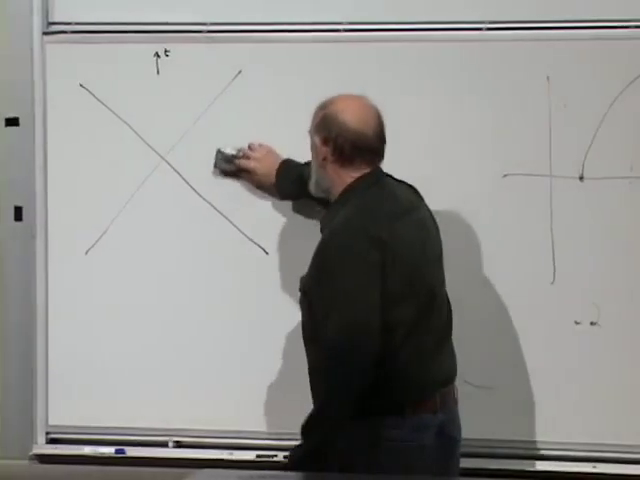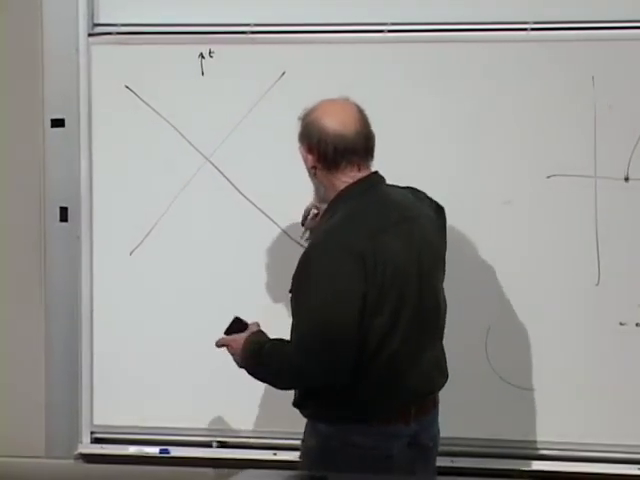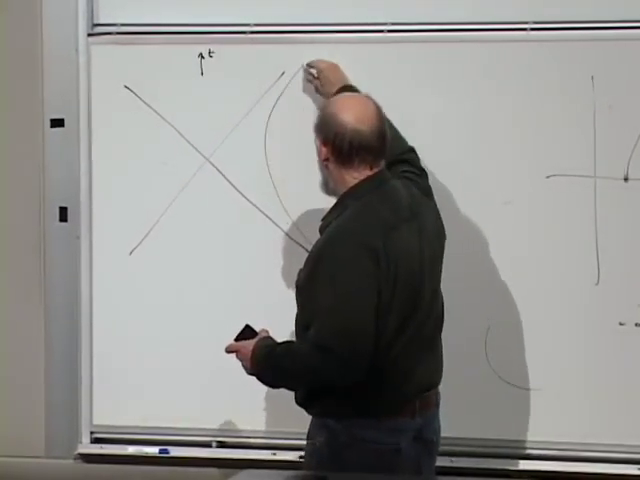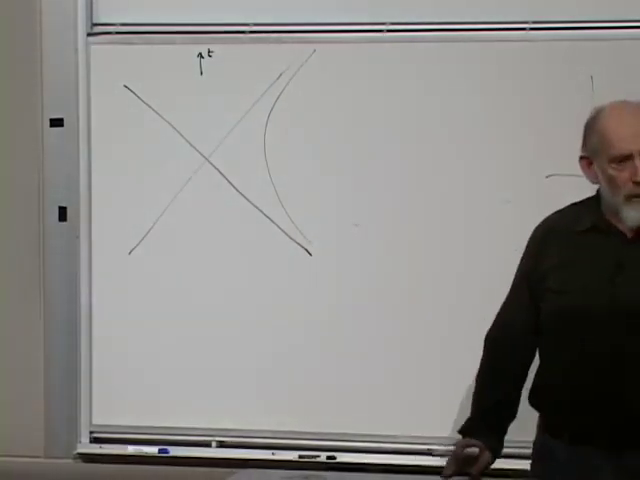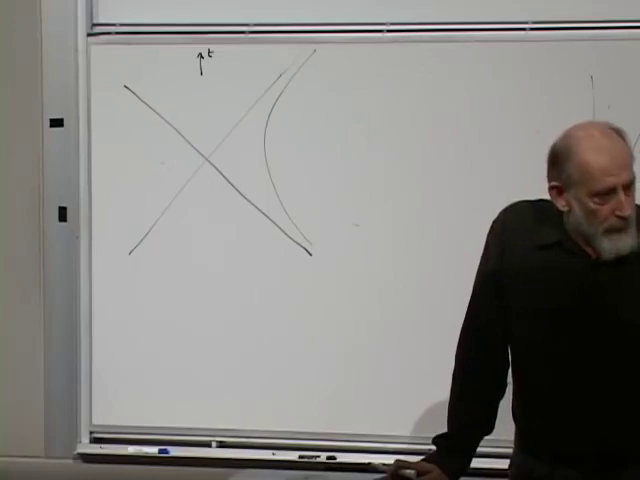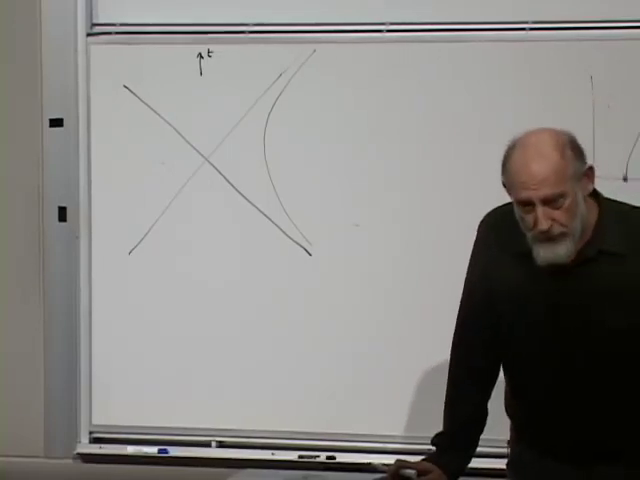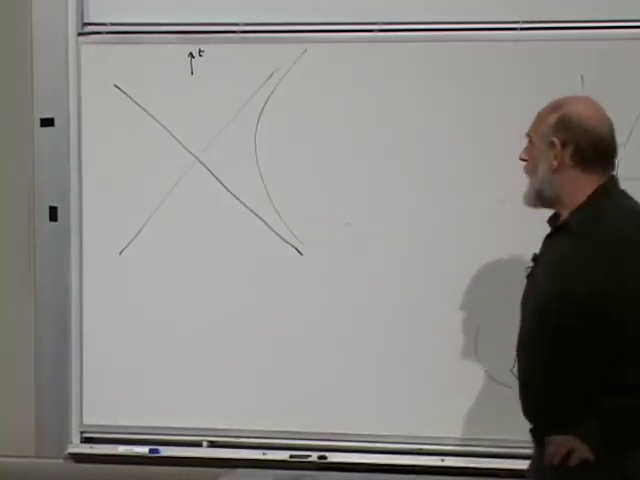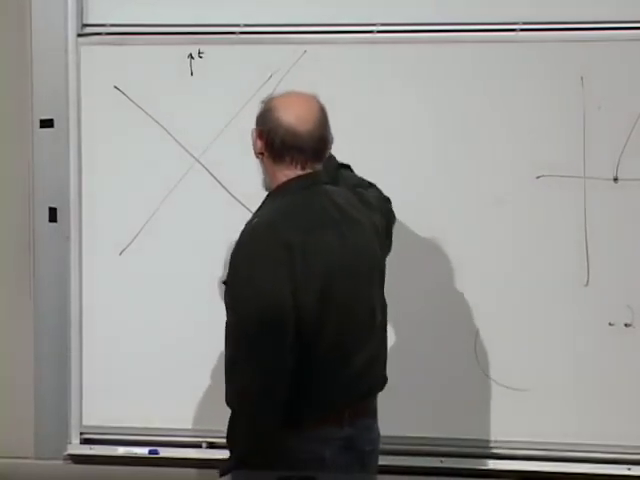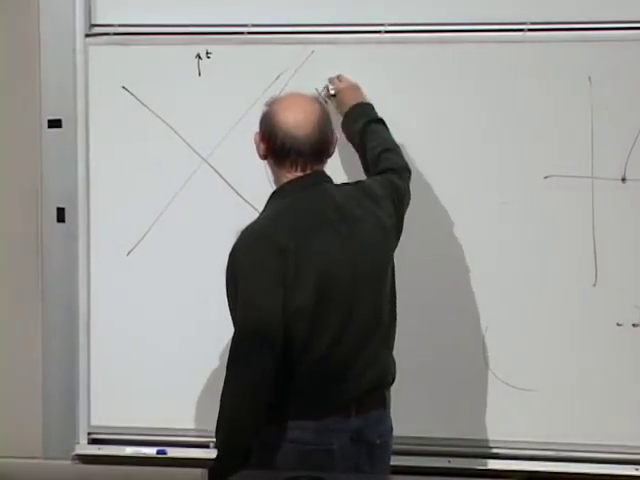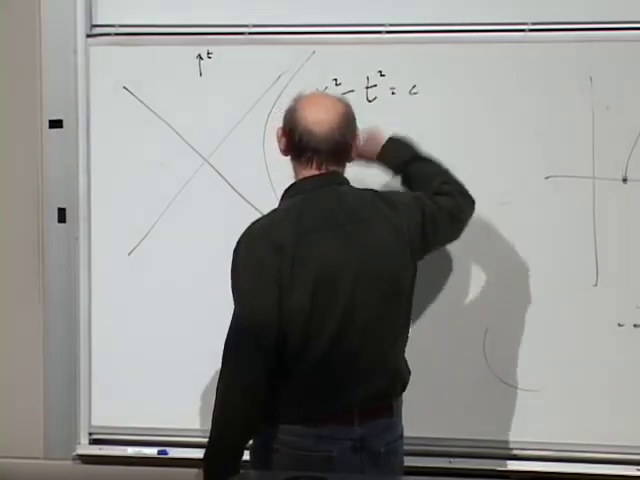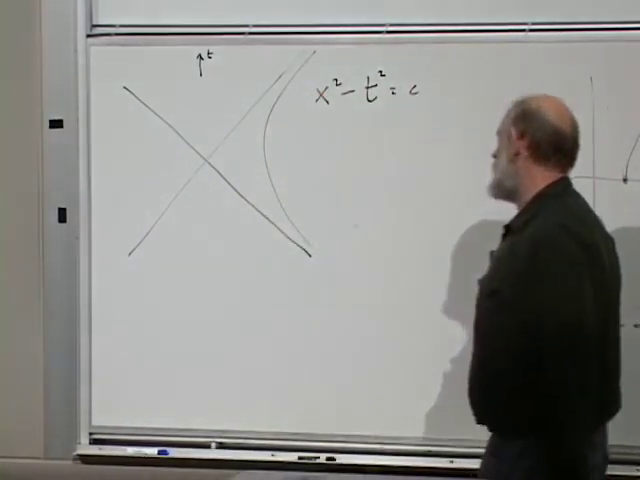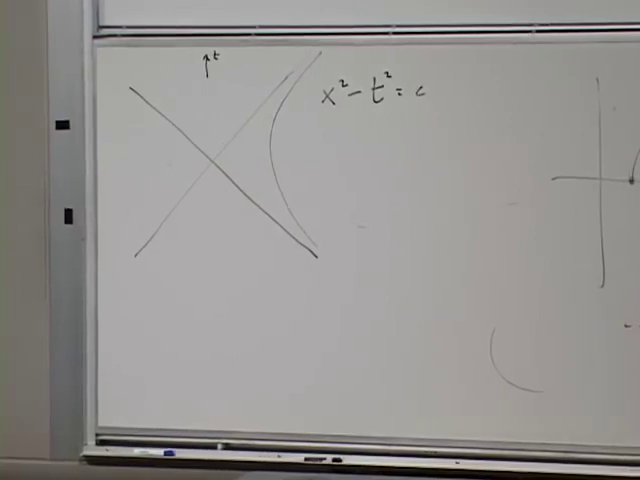The right idea is a hyperbola. I'll explain why in a minute. An observer moving along a hyperbola in special relativity is a uniformly accelerated reference frame. Now, you can take that hyperbola to be the hyperbola x squared minus t squared is equal to a constant. X squared minus t squared equals a constant is a hyperbola.